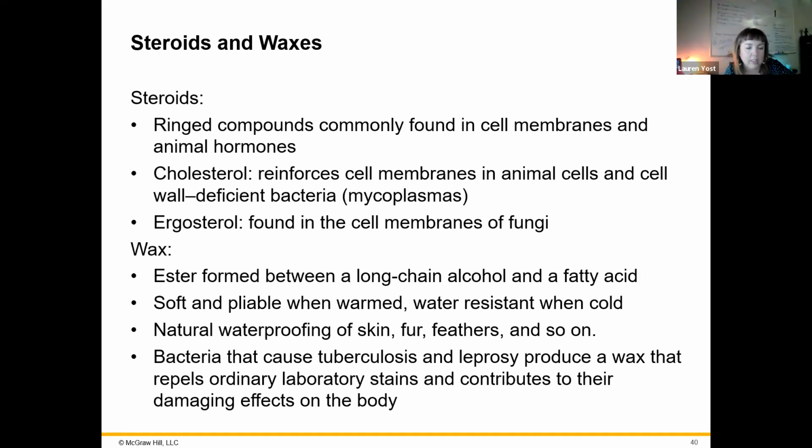And then we have waxes. Some bacteria have these waxes that help protect them from the environment and make them hardy. They survive being cleaned a little bit more, so they live a lot longer. That includes tuberculosis and leprosy. Both of those have a waxy coating.